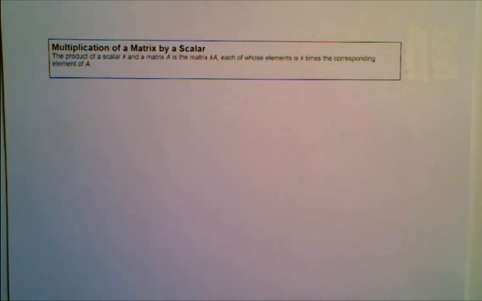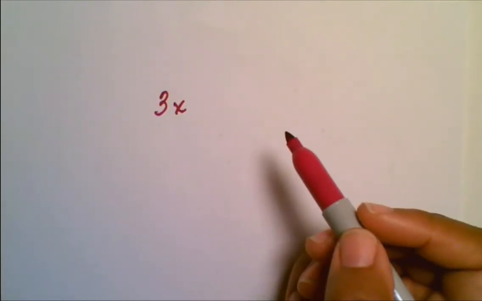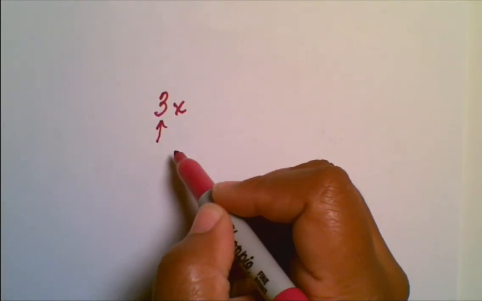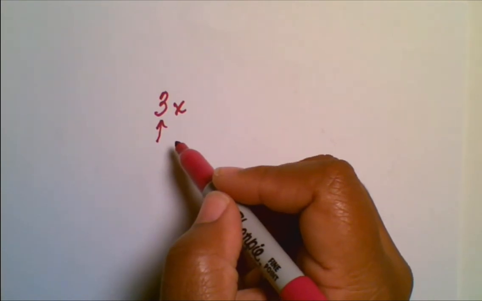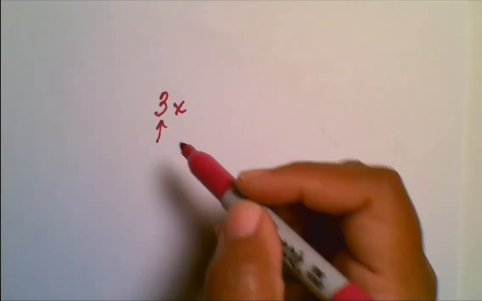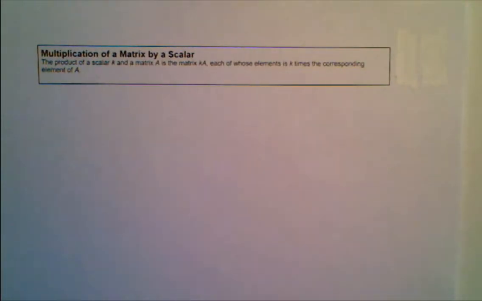When we were talking about variable expressions, and you had something such as 3x, well, 3 is considered the coefficient. It's the number that's in front of the variable. As it relates to a matrix, the number in front of the matrix is called a scalar.